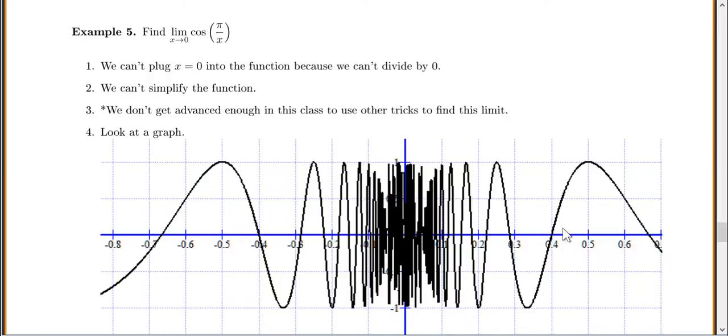Here's our actual graph so you can see what it looks like. Okay, notice we can't plug x equals 0 into that because we'd be dividing by 0. We can't simplify it. There's just absolutely no way to simplify it. Okay, and we don't know any other tricks. So we can look at a graph.